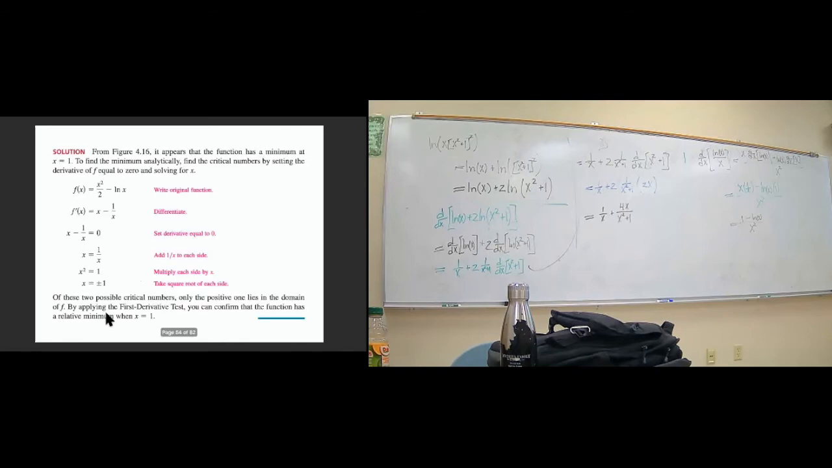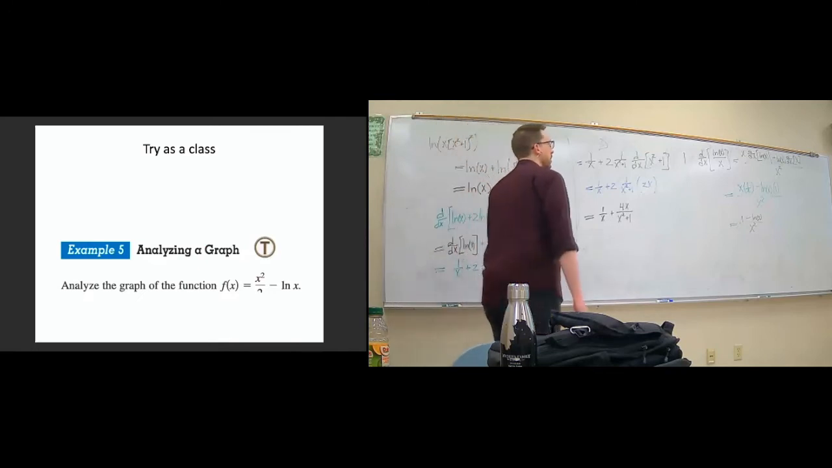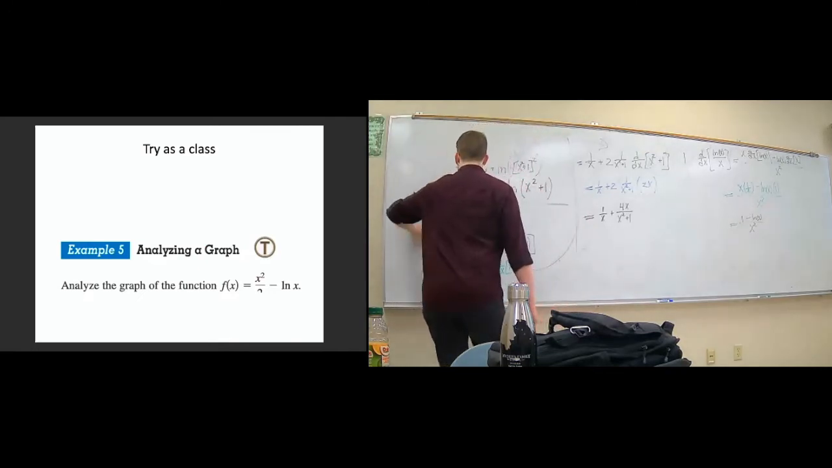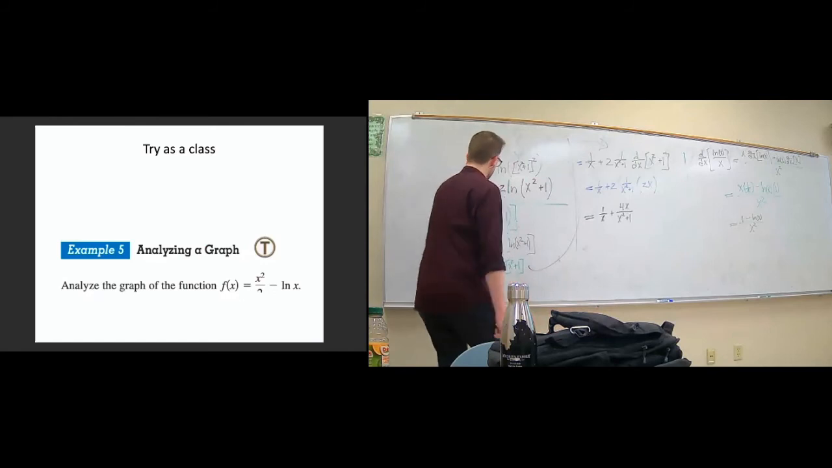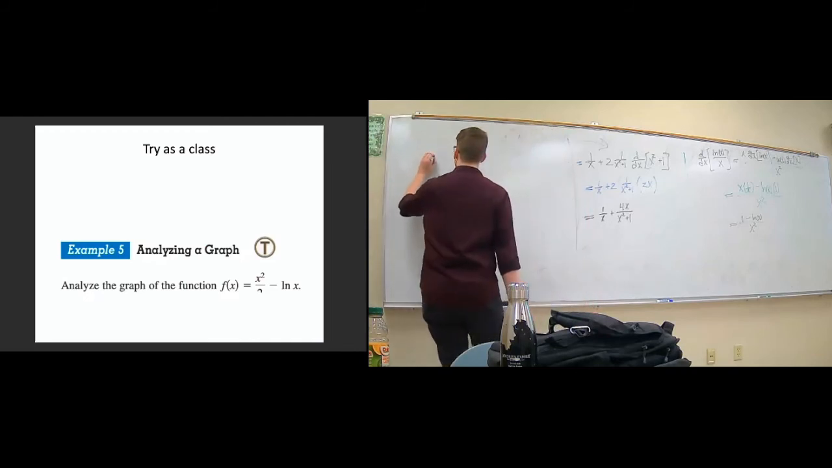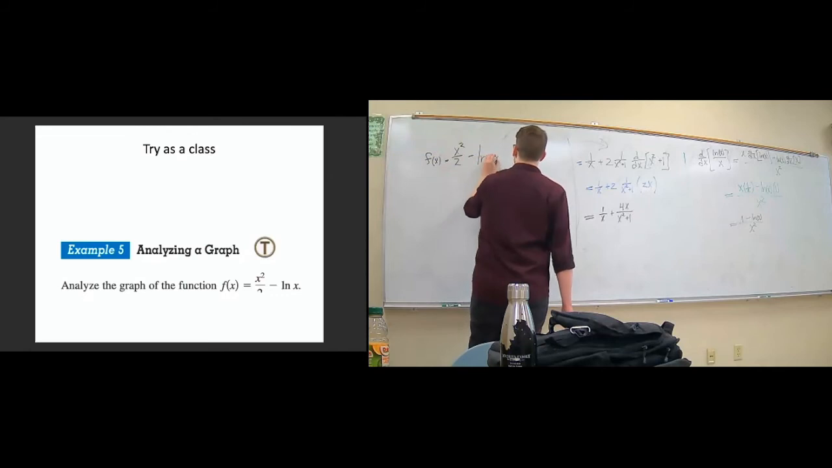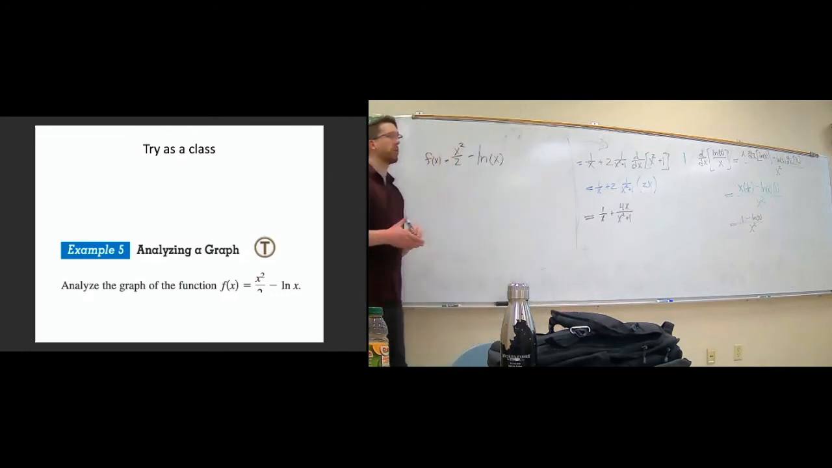Okay. So we want to know some details about x squared divided by 2 minus the ln of x. So let me write this on the board since apparently I somehow managed to cut off this slide. So we've got the function f of x is equal to x squared over 2 minus the ln of x. What are some things we might want to know?